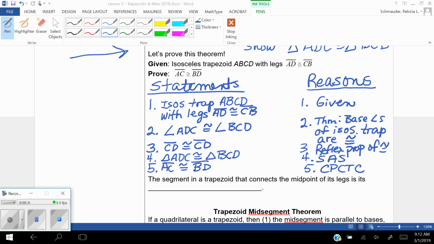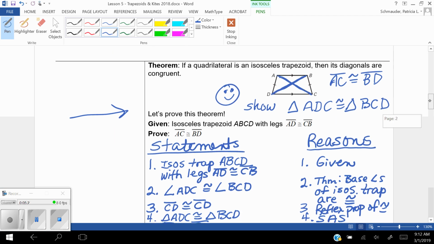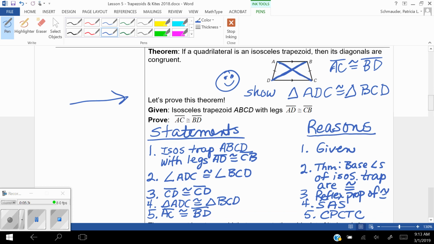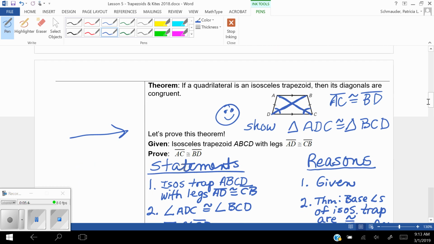All right, there we go, guys. We start with our given step, of course, and then let's look back up here at our diagram. I know that this angle here is congruent to this angle here. Why? Because of the theorem I just learned that said the base angles of an isosceles trapezoid are congruent. Once I got that, I look up here and say, okay, these two triangles that I'm looking to prove congruent share this side, CD, so I'm going to say it's congruent to itself.